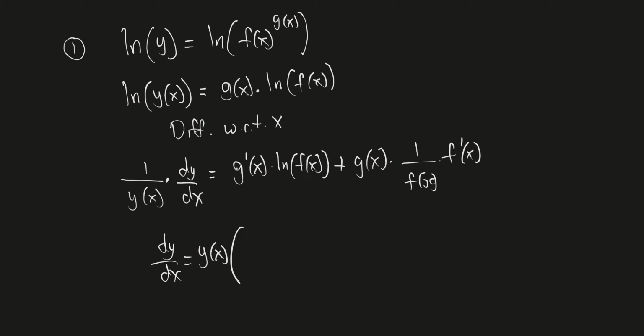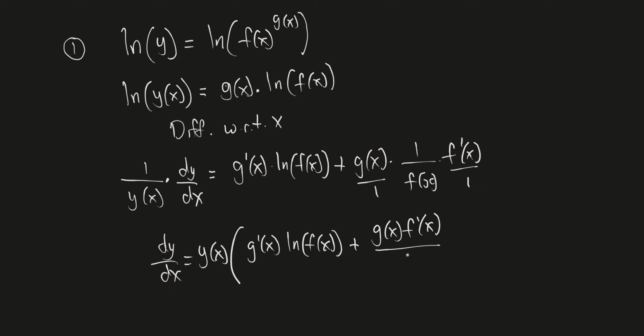Now there's not much we can do to simplify this, so I'm just going to write down the g prime of x times the ln of f of x. Now this I can write as a single fraction. In the top, I'll have g of x times f prime of x over f of x, and that's in the parentheses. So that is the monster of a derivative.